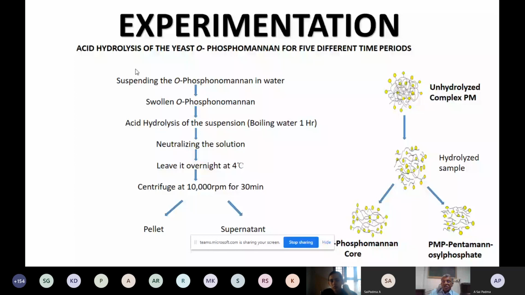Both of these contain mannose-6-phosphate residues and therefore can be used to purify the receptor proteins. And these can also bind the receptors on the cell surface. So what we have done is we have selectively made this phosphomannan core and pentamannosyl phosphate, and also some lysosomal enzymes that we purified, and converted them into nanoparticles.